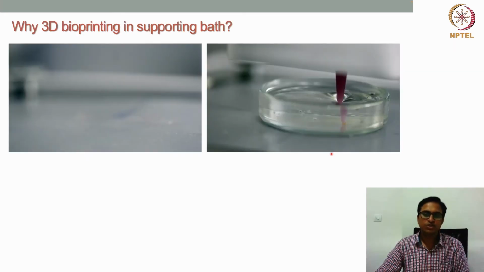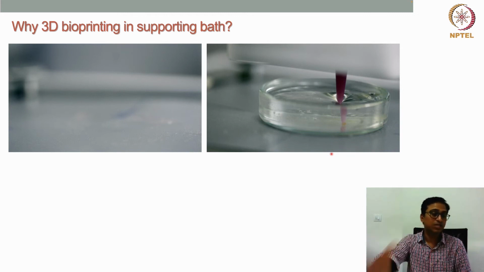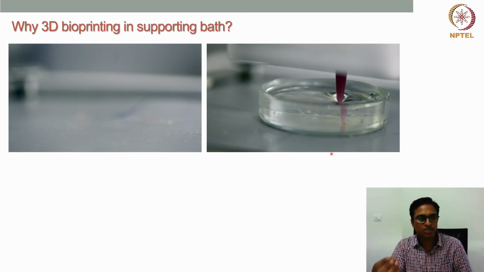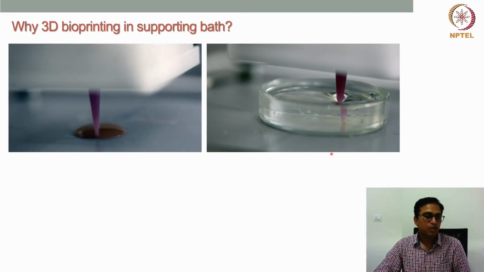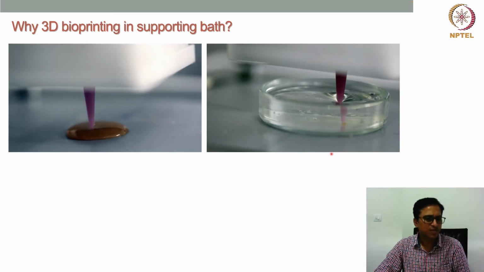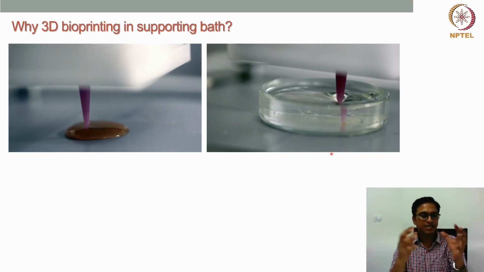Now I have two videos to show you what is the important requirement of a support bath, and why support bath is very important for 3D bioprinting. In the first video you can clearly see what happens when we try to print with a very soft hydrogel. If you see here clearly, no structure is getting printed. It's only because this is a very soft material, and due to the surface tension, as I already mentioned, the drop is getting bigger and bigger. So no real structure is present in this case, right? Only the drop is getting bigger and bigger.